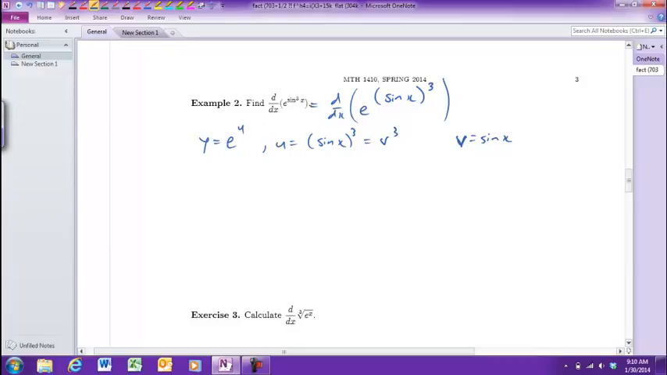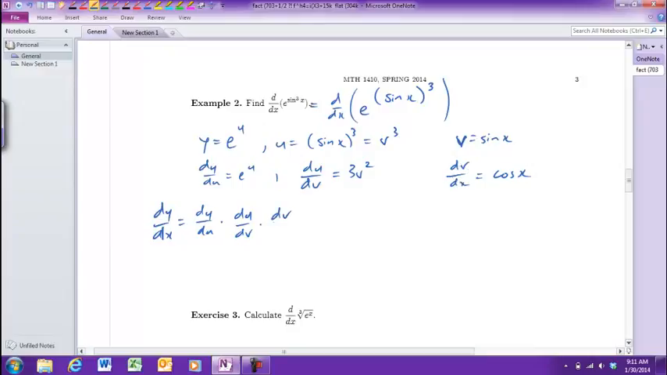And I can take some derivatives here. dy/du equals e to the u. du/dv is equal to 3v squared, and dv/dx is equal to cosine x. So the chain rule by Leibniz would say dy over dx, you're going to go piece by piece, dy over du times du over dv times dv over dx.